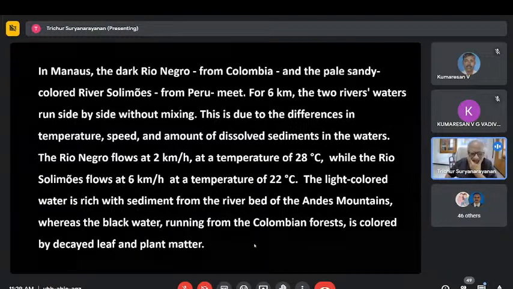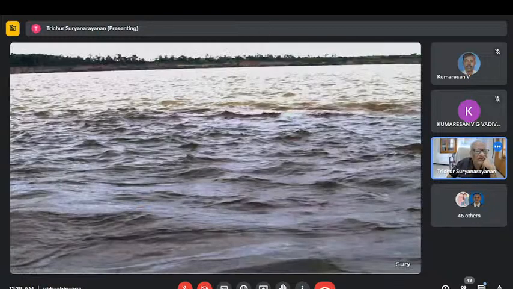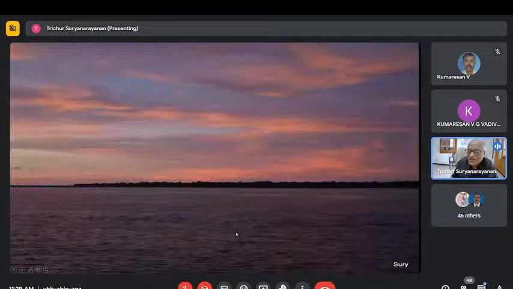And you can see here, see, this is a photo I took when I was traveling through the water. You can see the black water here, and you can see the white water here. See, they will be running side by side. They don't mix for a long period. So it's very interesting. This is just a shot of the Amazon River in the twilight when the sun is setting.